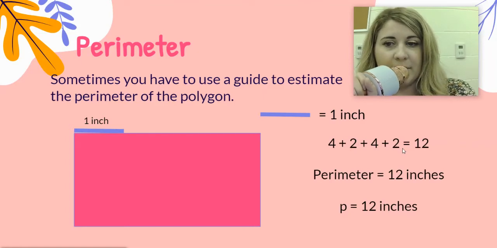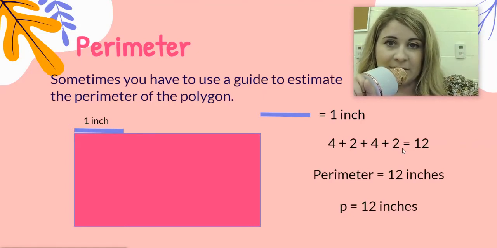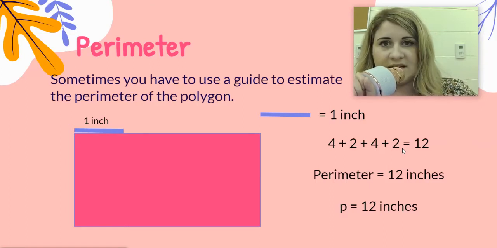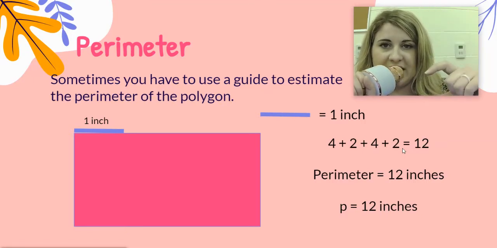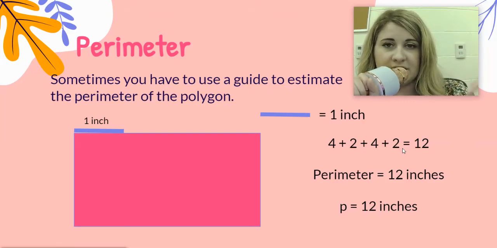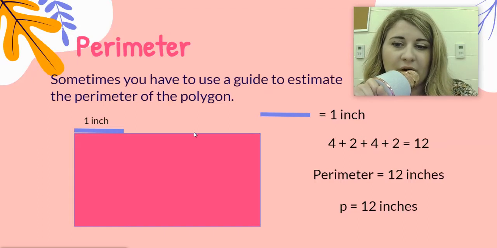So I had 4 on top because I could fit 4 of those little inches on top. And the top is the same length as the bottom. So I don't need to measure the bottom because I already know that both of those are 4. So 4 plus 4. And then the side, I got about 2 inches on each side. So there's 2 sides. They're the same length. So 2 plus 2. So always make sure that you're adding all the sides together. 4 for this top one plus 2 for this side plus 4 for the bottom plus 2 for this side.